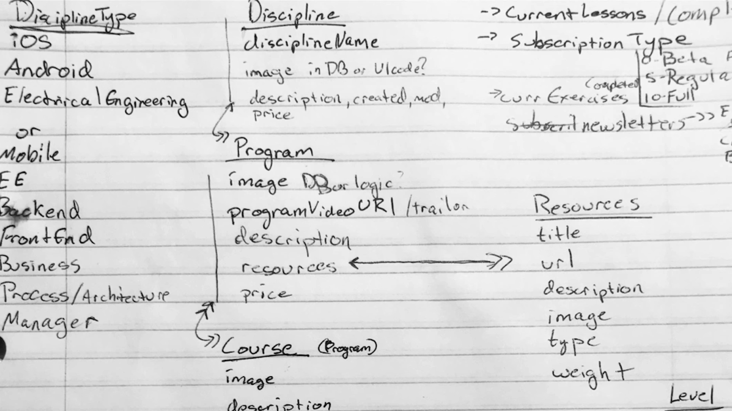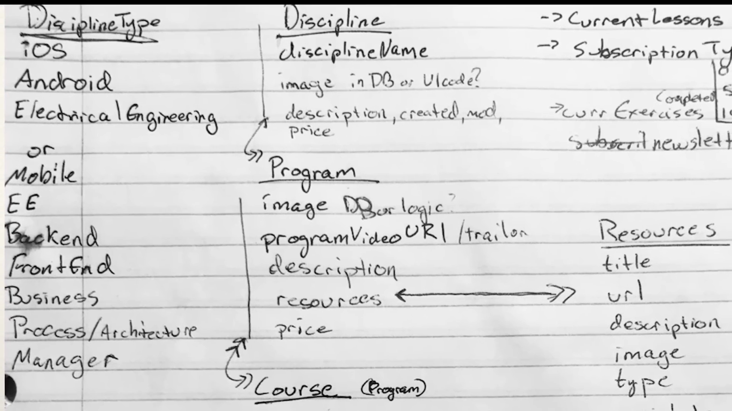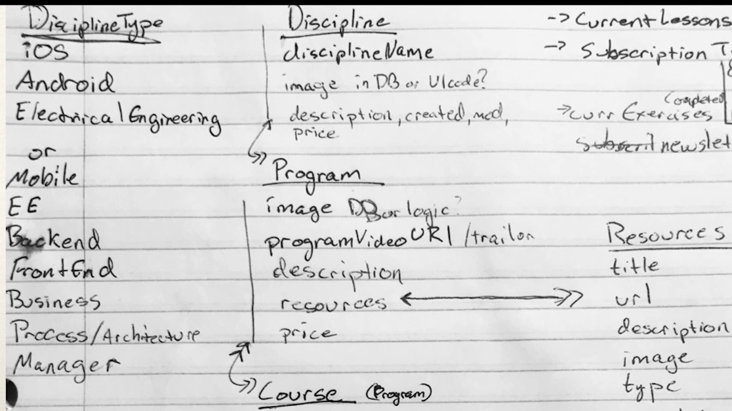And most of these are actually going to have weights. Another thing I have is the level. Are you a novice? Are you intermediate, an expert, a professional? I also listed out some discipline types. And I started out kind of low level. I started off with iOS, Android, electrical engineering.